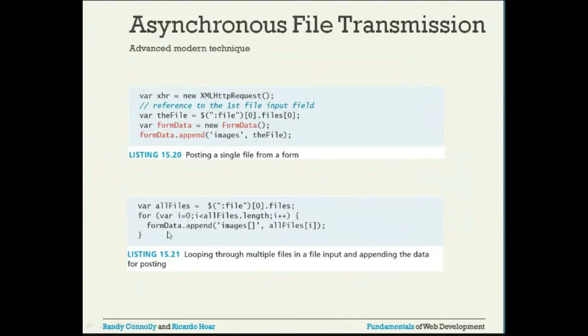Then inside, iteratively, one file at a time, you are going to append it to the form data. formData.append images, allFiles[i]. So allFiles[i] is the index. The 10 files will be indexed from 0 to 9. So that is how you are going to append all of that to the form data.